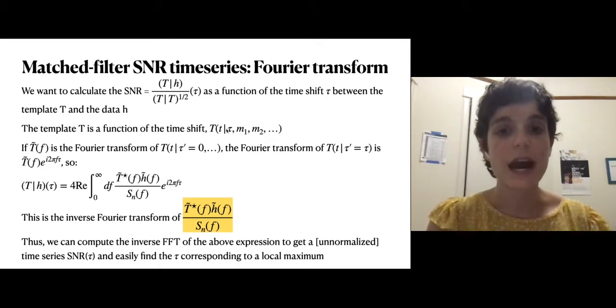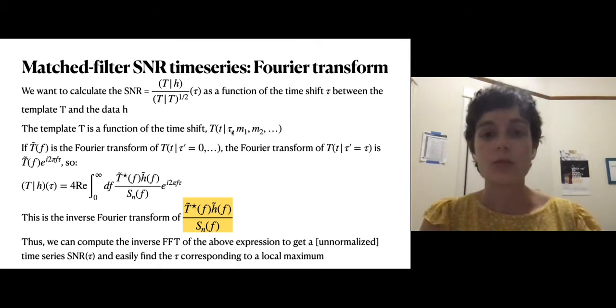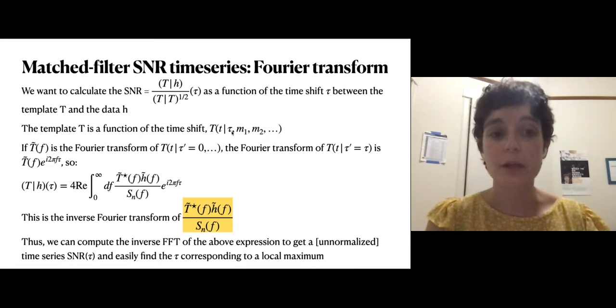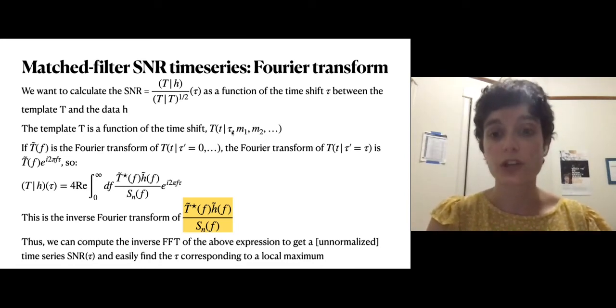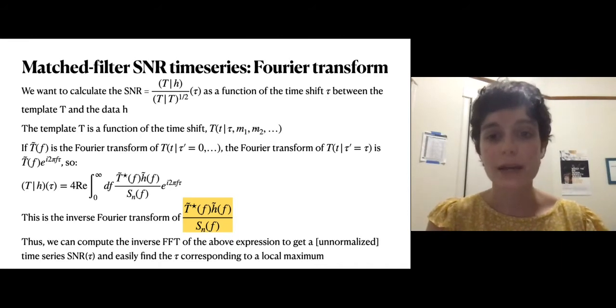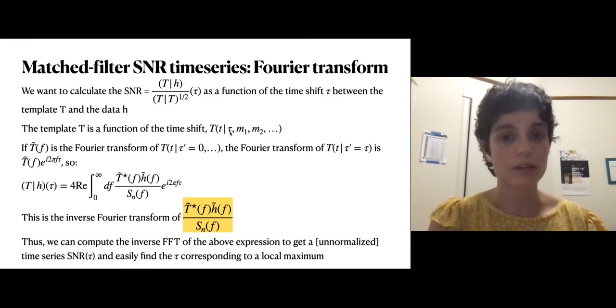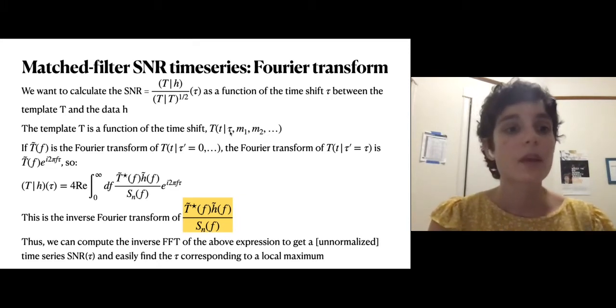So you can think of tau as being one parameter of this template, which perhaps represents the time of merger. We don't know. We can look at different masses that describe the waveform, and we can look at different merger times, when in our detector did the signal merge.